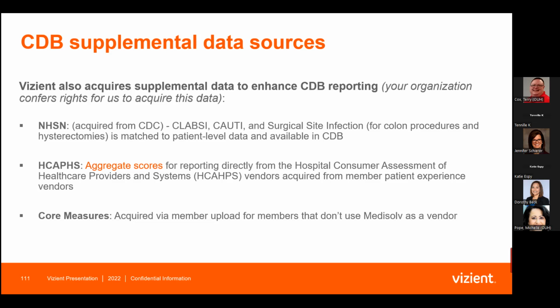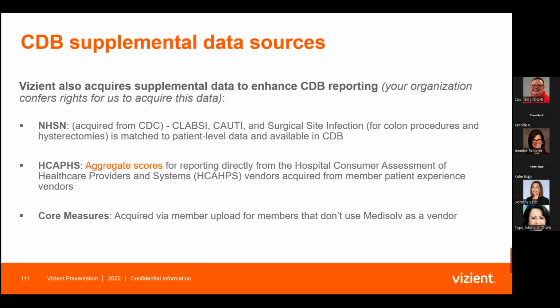What Vizient does is we pull that data directly from that portal back into the database, and then through an algorithm matching the encounter number. So an encounter number from NHSN matched to an encounter number in CDB. We're not doing any calculations. We're not using any of our own methodologies. That's literally your data that's in the NHSN portal, and we're pulling it back in.